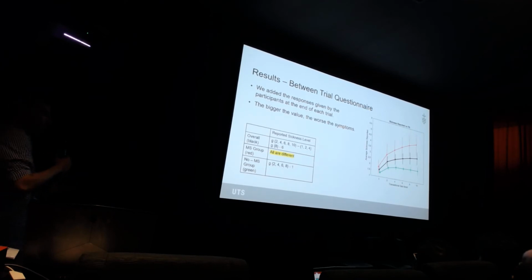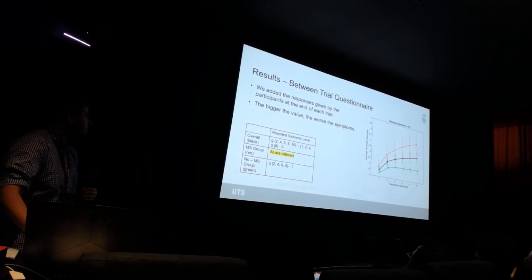But if you see the people that are not motion sick, there's a statistical difference between 1 and the rest of the levels, well, 2, 4, 6, 8. But this is because the levels basically are really similar. Just after they experience level 2, they don't experience any increase on their level of sickness.